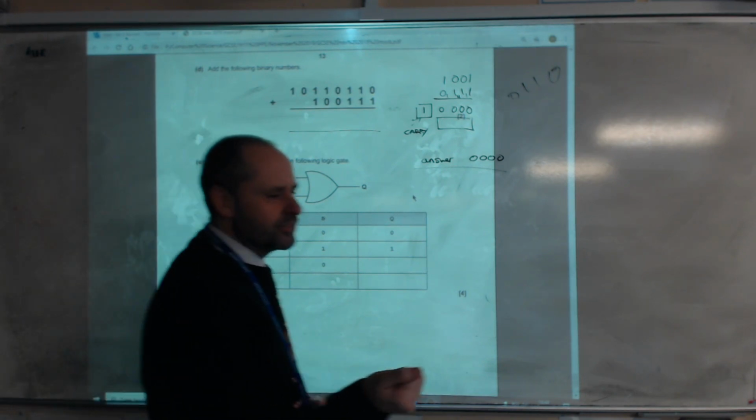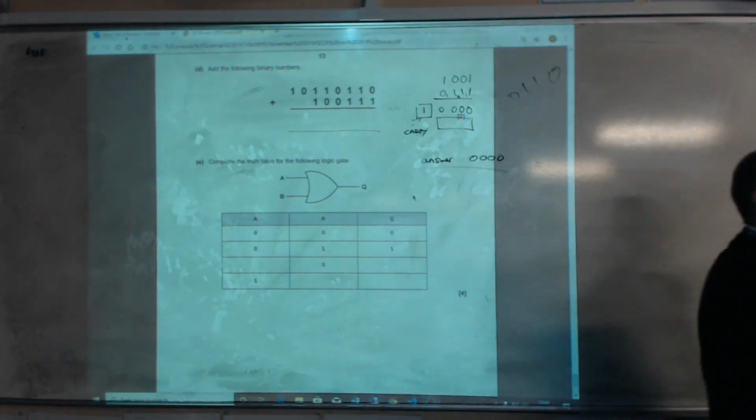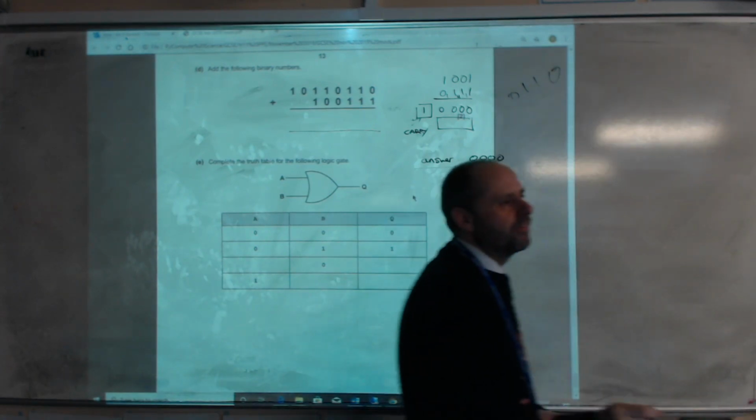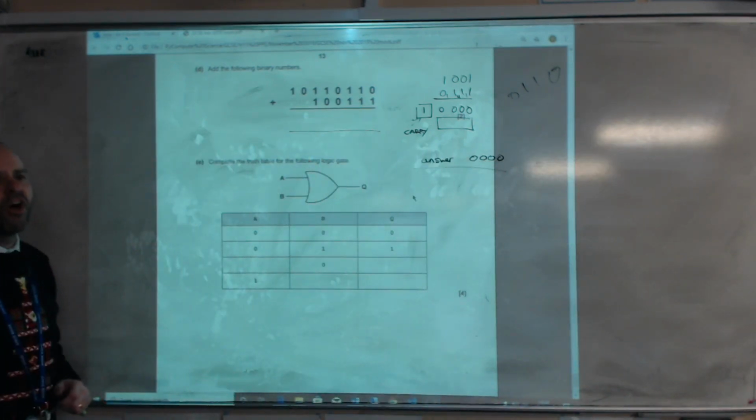We used to have a maths teacher who used to be brutal, and if we didn't double underline the final answer, we got nothing. What?